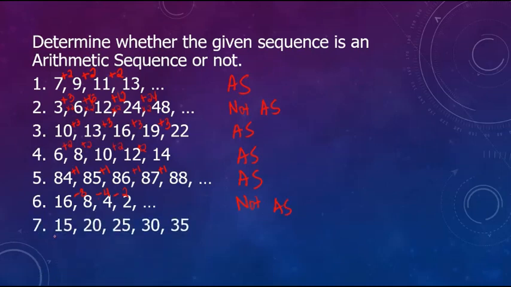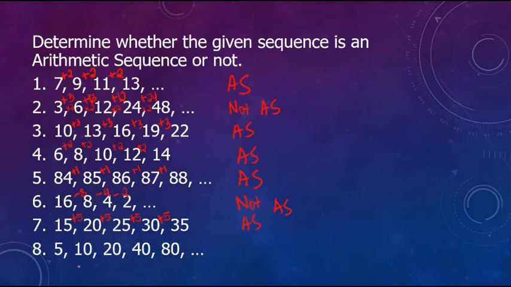Next, number 7. We have 15, 20, 25, 30, 35. Is this an arithmetic sequence or not? Okay, this is also an arithmetic sequence. So, you constantly add 5. 15 plus 5, 20. Plus 5, 25. Plus 5, 30, plus 5, 35. So, therefore, this is an arithmetic sequence.